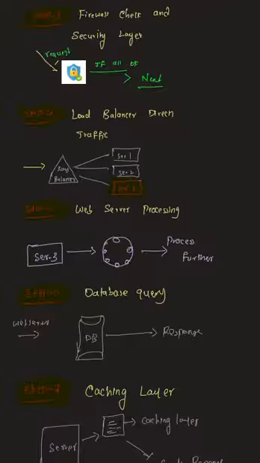So after the firewall check, it will go to the load balancers. Big websites use a load balancer to distribute requests across many servers. This keeps things fast. We will discuss load balancers in detail in some other video.